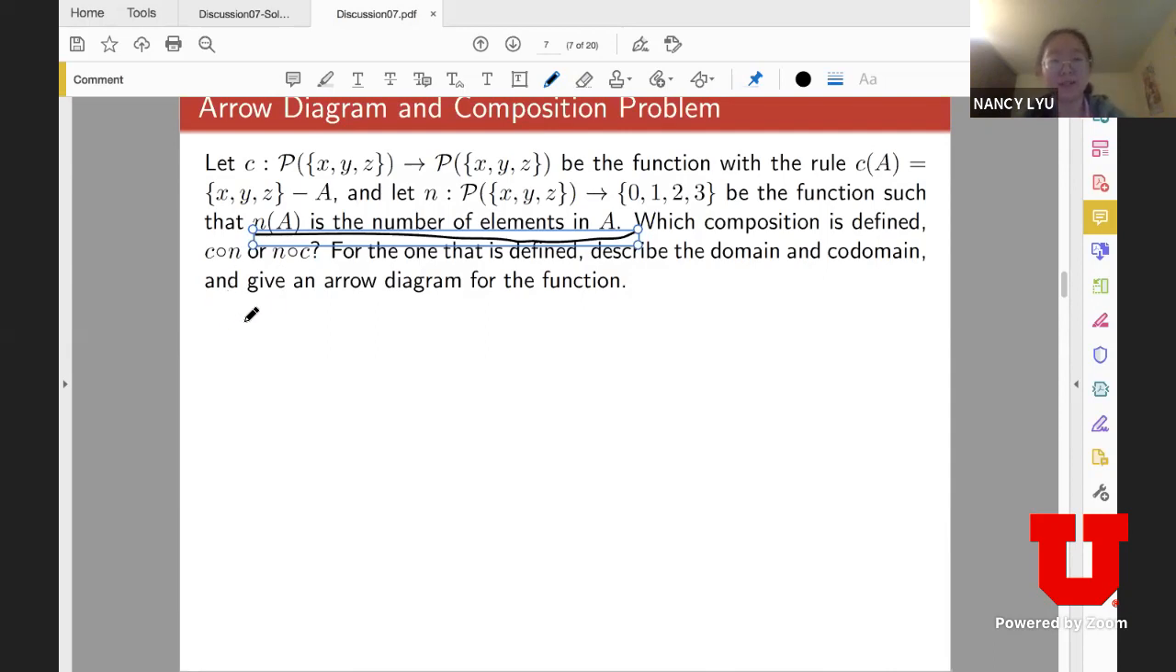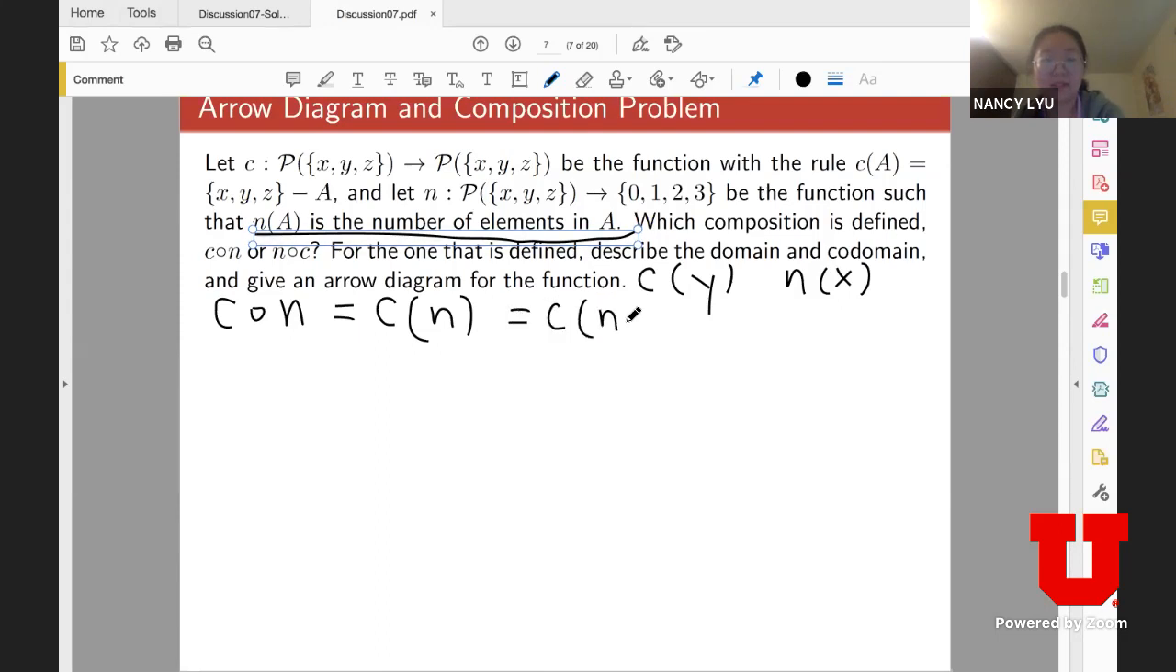N∘C or C∘N? Whenever you see this in a math problem, it basically means you have a function C of y, and you have a function N of x. This basically means the codomain of your function N is the domain of the function C.